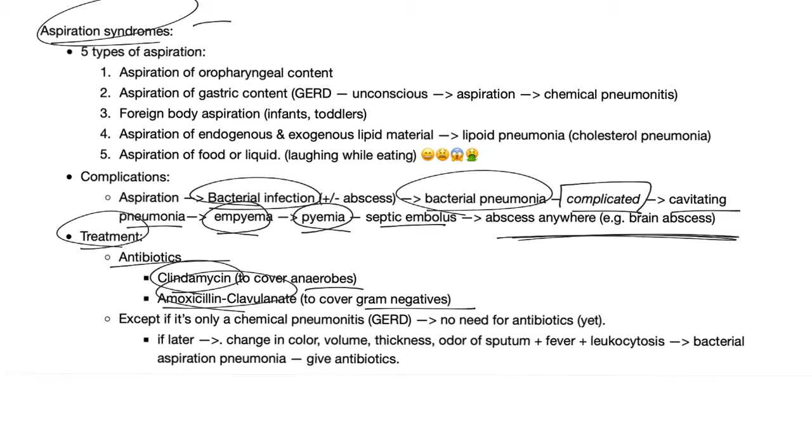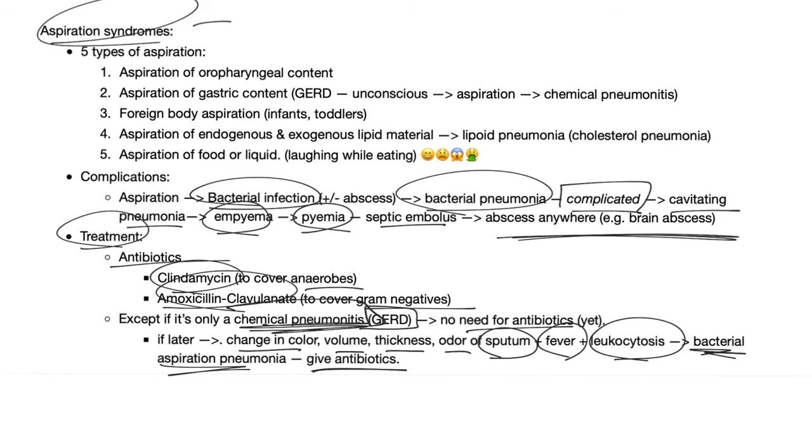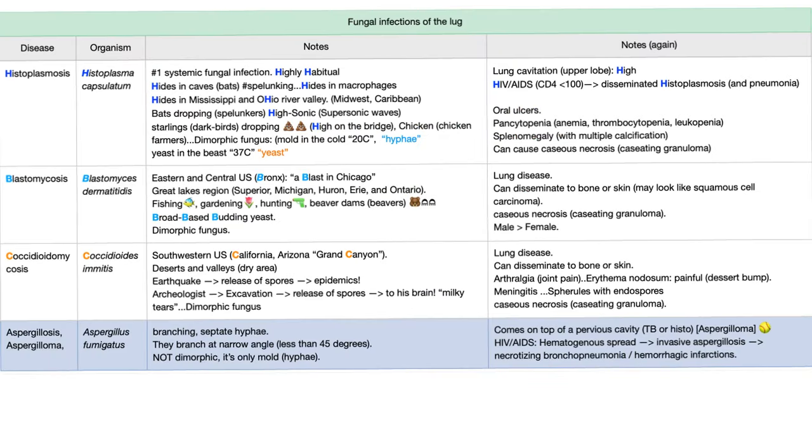What if the aspiration syndrome was due to GERD? GERD will just lead to chemical pneumonitis. There is no need for antibiotics yet. But if later the patient starts having a change in color, volume, thickness, or odor of the sputum, and starts having fever and leukocytosis, now this chemical pneumonitis is a bacterial aspiration pneumonia, and now you should give antibiotics. Let's talk about fungal infections in the lung.